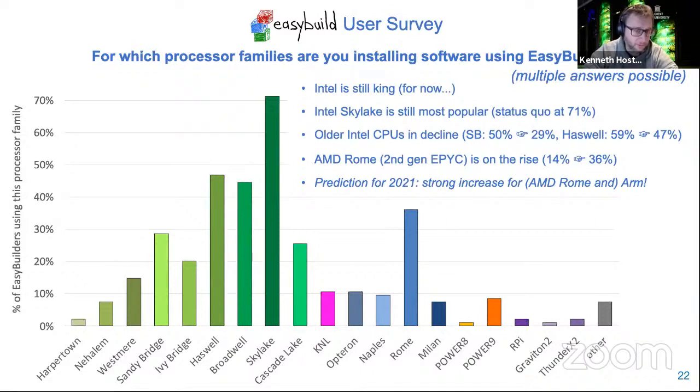So if you look at Graviton 2 and Thunder X2, only a handful of people actually install software with EasyBuild on these platforms. But I think that this will change dramatically in 2021 because ARM is becoming a very interesting platform to use for HPC.